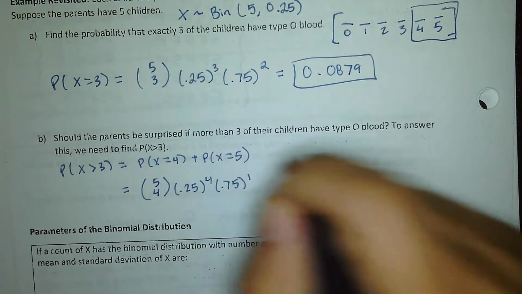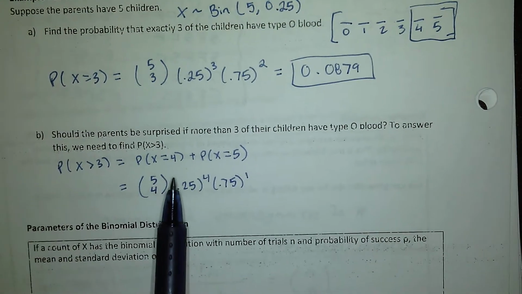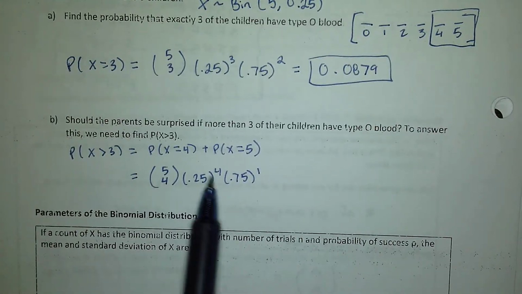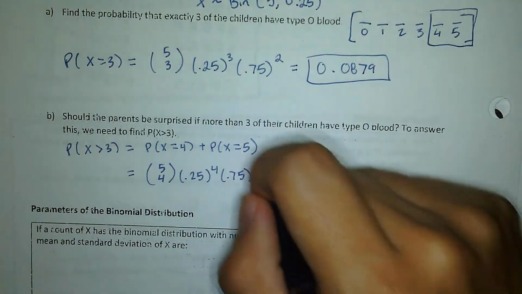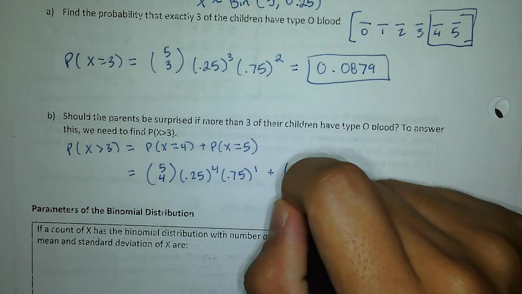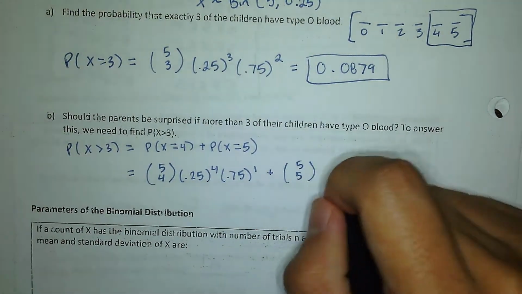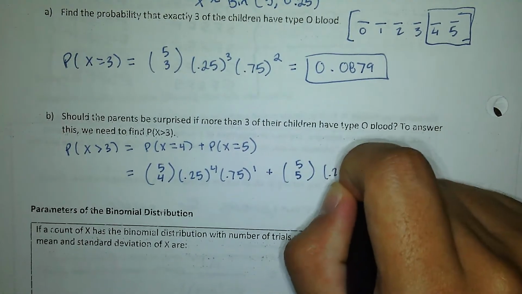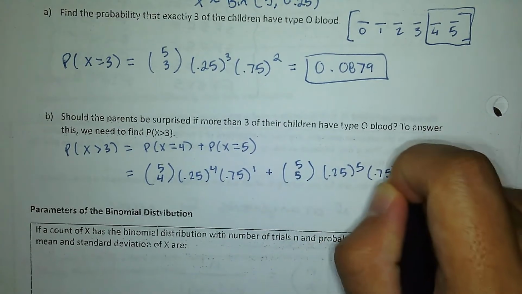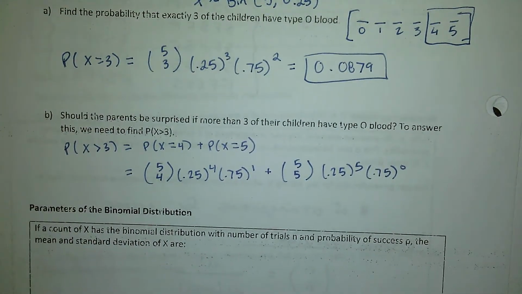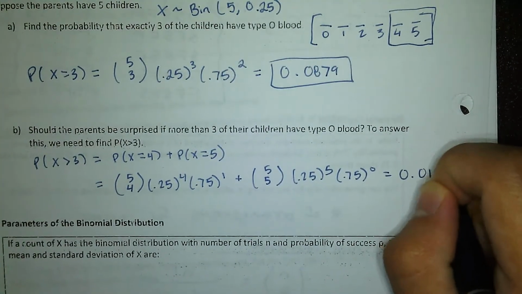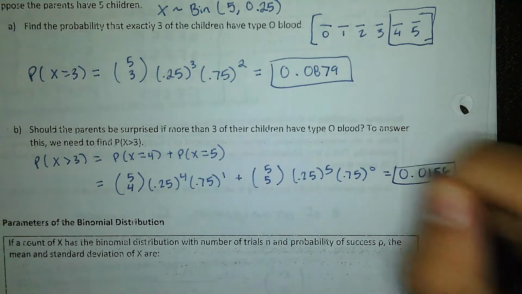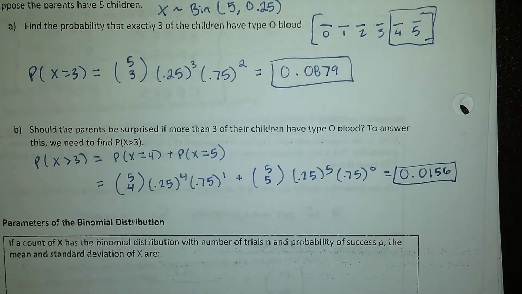For example, I know that having exactly 4 children with type O blood would be 5 choose 4 times the success rate here, 0.25 to the 4th, times 1 failure. And we're going to add this to the probability of having exactly 5. So 5 choose 5, we have 5 successes, and we have no failures. When I do this, I obtain a result of 0.0156.